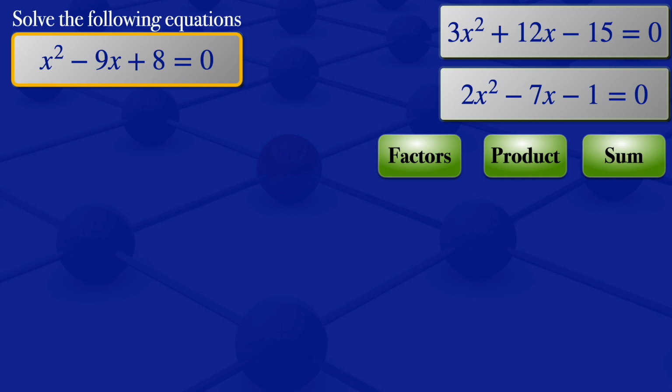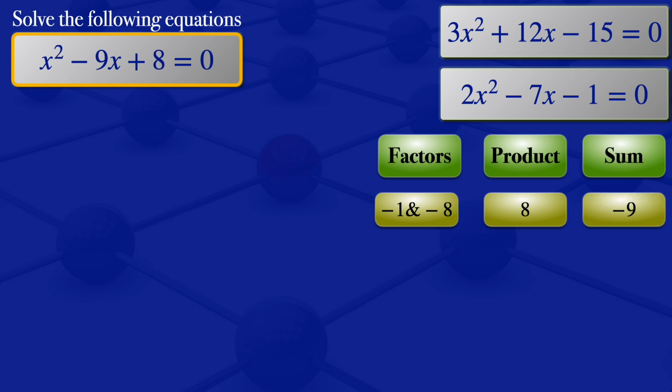Here, what we are looking for is a product that is a positive number, but a sum that is a negative number. So for us to get a positive number for the product and a negative number for the sum, the numbers we'll be looking for are negative numbers. So we can try the negative factors of 8, which are minus 8 and minus 1. Their product is 8. Their sum is minus 9, because minus 8 minus 1 gives us minus 9. So those are the factors that we need for our equation.